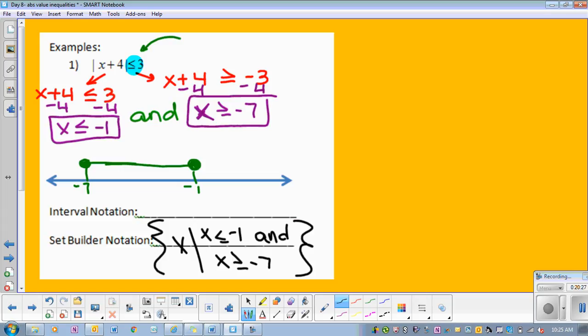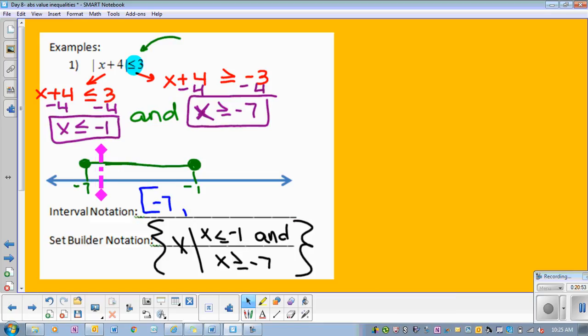Then we have to do the interval notation, right? Remember, we're starting from the left. I don't have arrows, so I don't have to worry about the infinity, right? Where does my graph start? -7, okay? And that's a closed circle, so it gets a bracket. So -7 with a bracket.